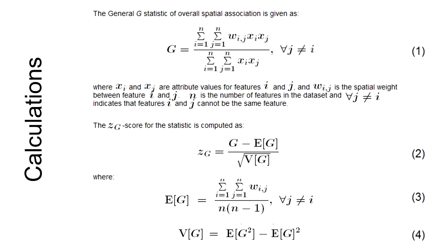For the spatial weight, there is some kind of conceptualization that we will see when we practice with the help of software. And here J is not equal to I. What does it mean? It indicates that feature I and J cannot be the same feature. Thereafter, the ZG score is also developed with the help of this G statistic. Now let's see with the help of software.